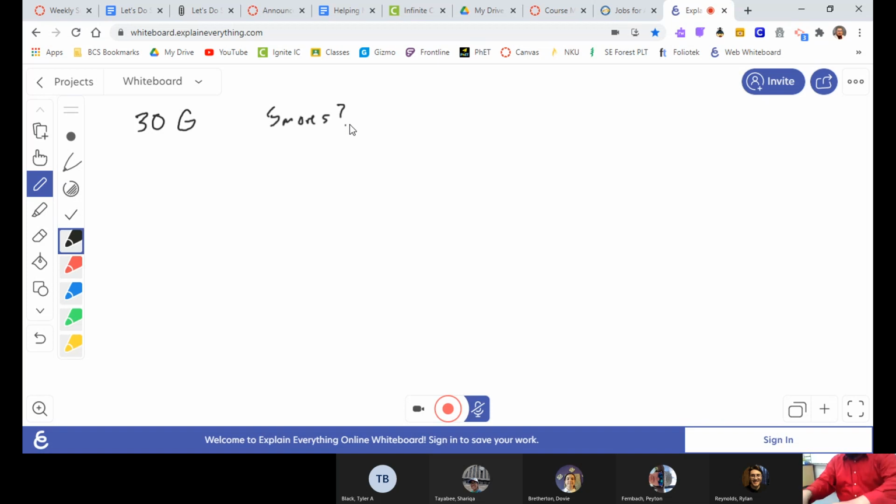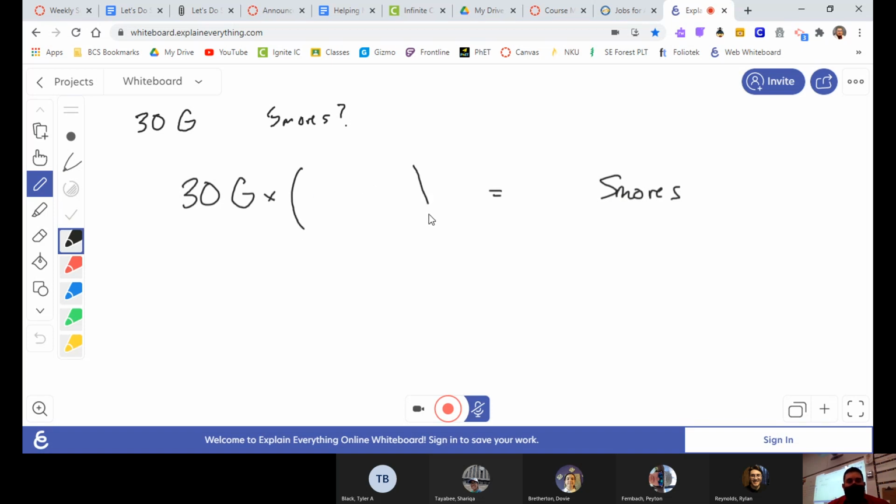Okay, so how do we figure that out? Not incredibly complicated, right? So if I have 30 graham crackers, I want to figure out how many s'mores to make. I can start setting up a math equation. I can multiply this by a ratio of s'mores to graham crackers. So go ahead and do this with me. I'm doing it right now. I'm giving you guys the answer. I could set up a ratio of s'mores to graham crackers. It will cancel out my grams, and I would be left with s'mores.